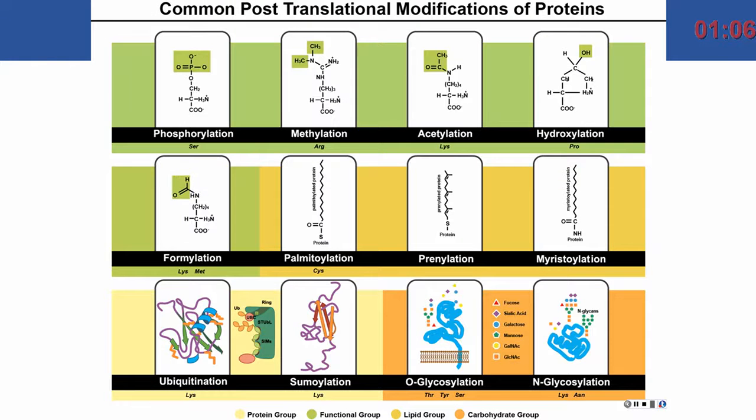So these are common post-translational modifications. You need to be aware of all of these. We've talked about a lot of these. We have our phosphorylation, and underneath you'll see the residues that these occur on primarily. So phosphorylation, methylation, acetylation, and hydroxylation, and you can see what that post-translational modification is.